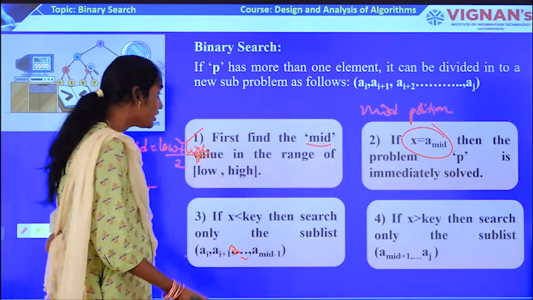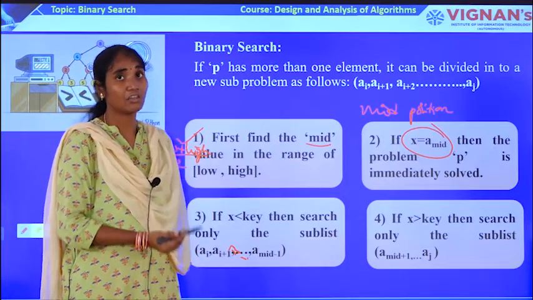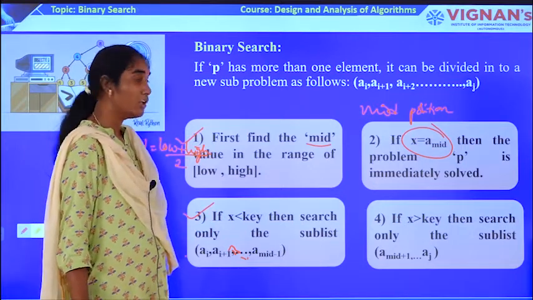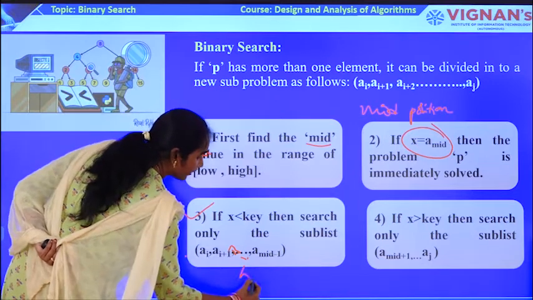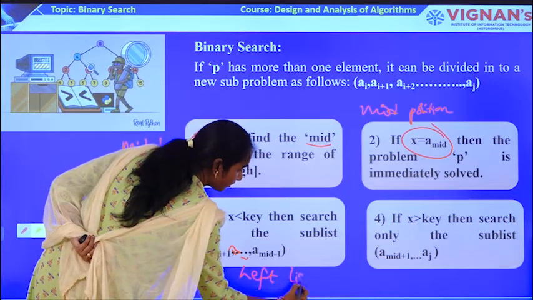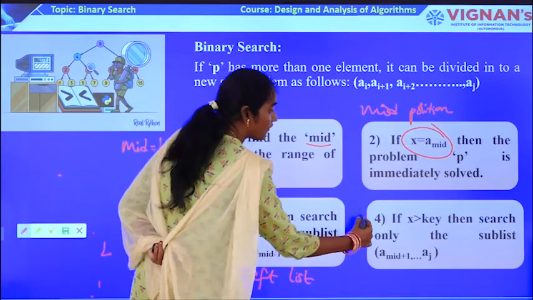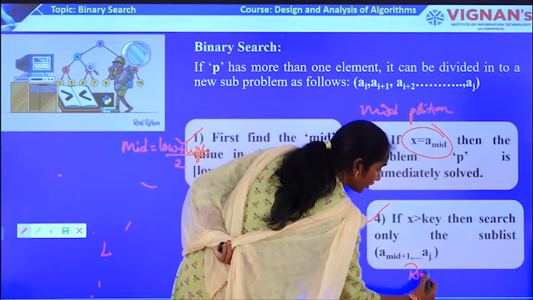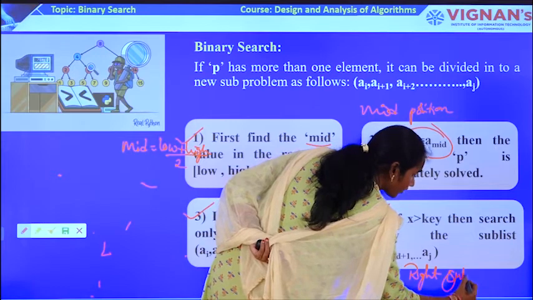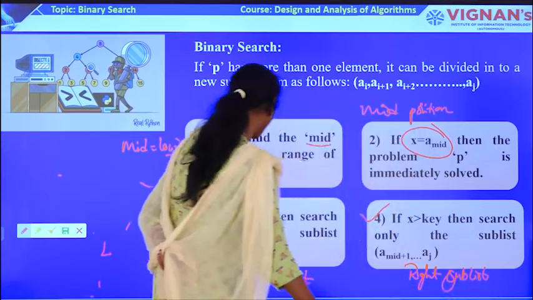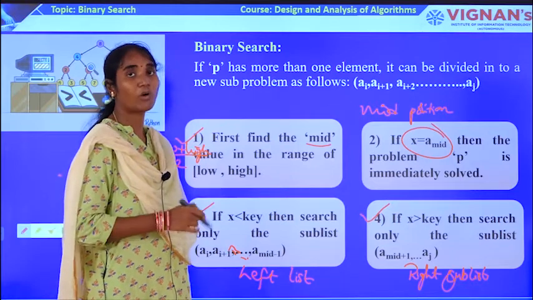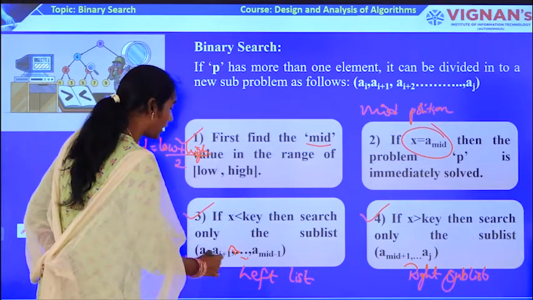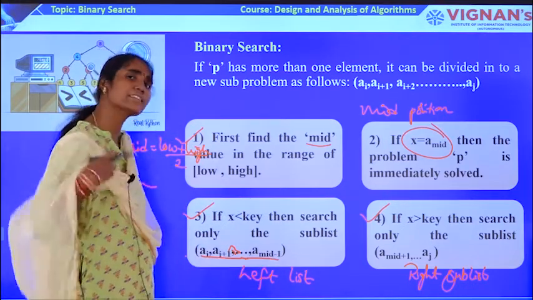Now if that case failed, then if x is less than the key element, then the element is present in the left sublist. Whereas if x is greater than the key, then the element is present in the right sublist. Now if x is less than the key, then what do I have to do? Here I need to check only from ai to a of mid minus 1. Only this list I have to check.